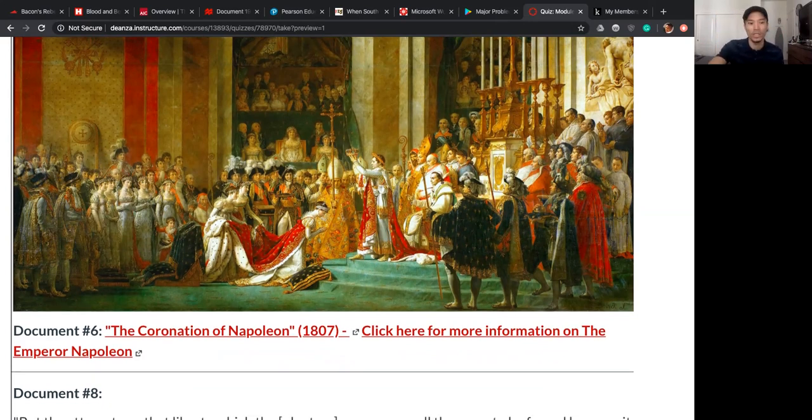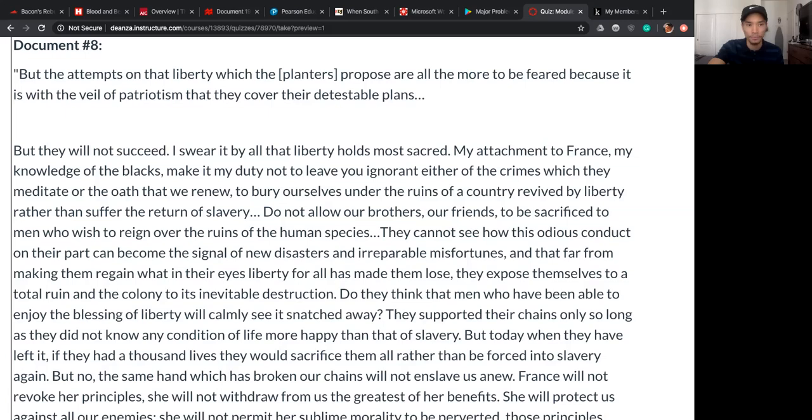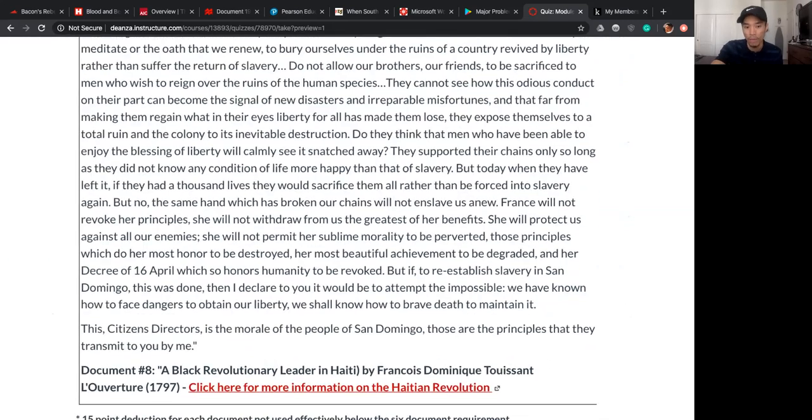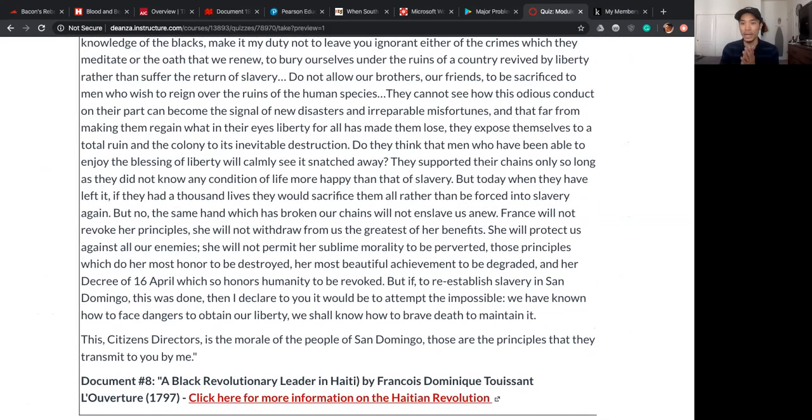And speaking of which, this is where we get to the last document. The last document has to do with another revolution that was in Haiti. This was a revolution that was inspired by another revolution. This is the Haitian Revolution, something that I don't think the French philosophers or even the Americans had anticipated.